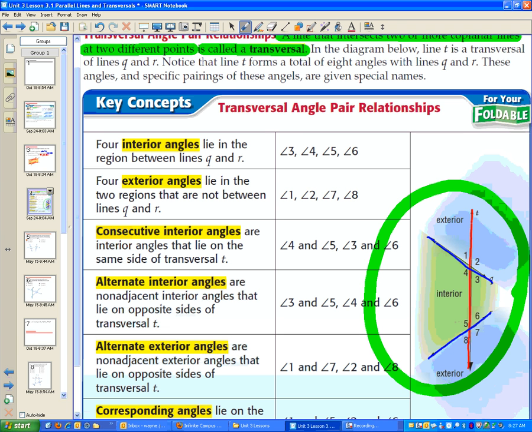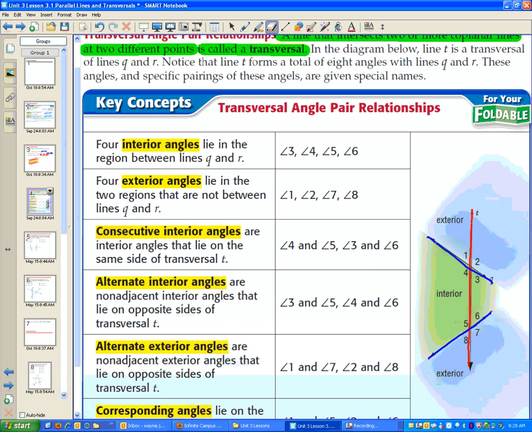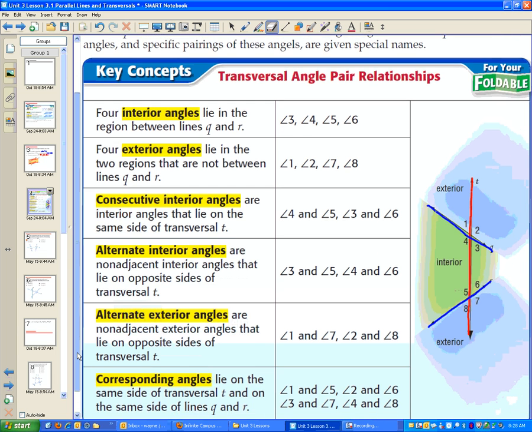So notice that T forms a total of 8 angles with lines Q and R. And then they number them there, 1 through 8. These angles and specific pairings of these angles are given special names. And you're going to have to know these special names. It's going to become more important in the next section than it even is today. Okay? So, everybody looking over here at this figure, and let's look at these definitions. All right?